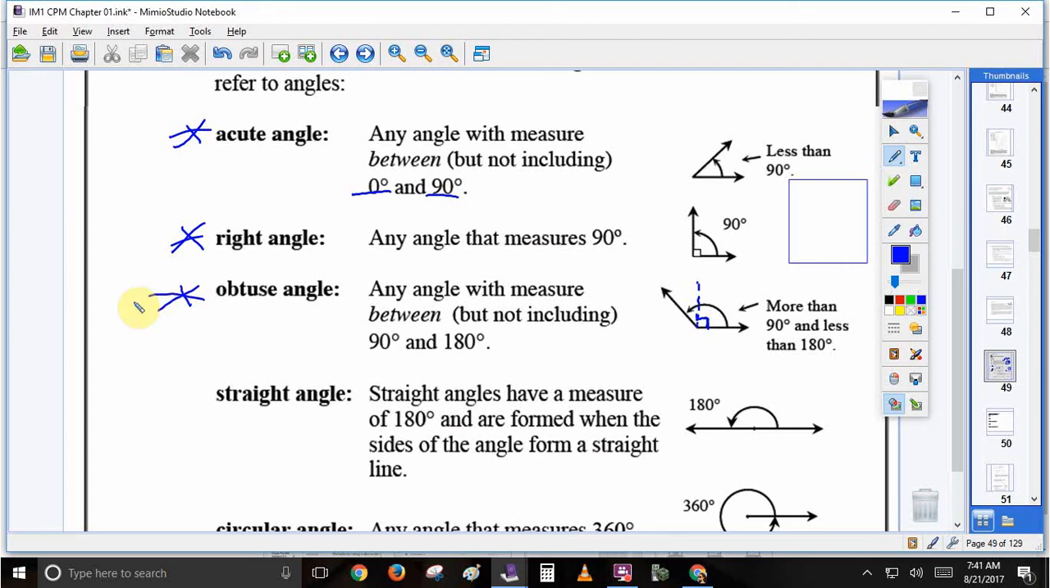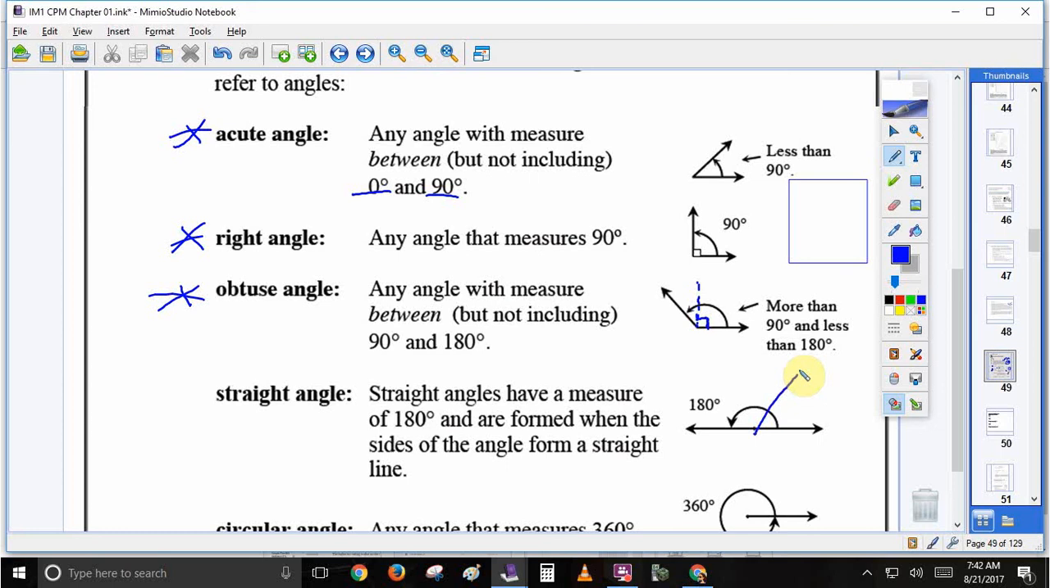Another popular angle is a straight angle. Straight angles have a measure of 180 degrees and are formed when the sides of the angle form a straight line. So it looks a lot like a straight line. You want to be on the lookout for straight angles. A lot of times they won't be just shown as one angle. They could be formed by two angles.